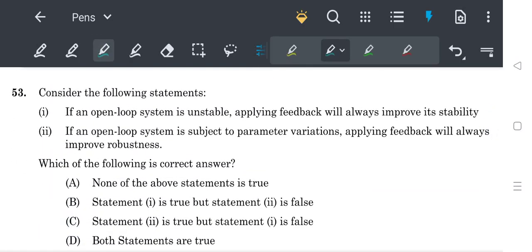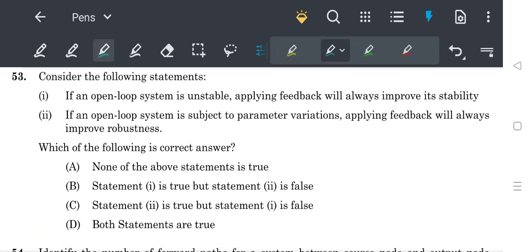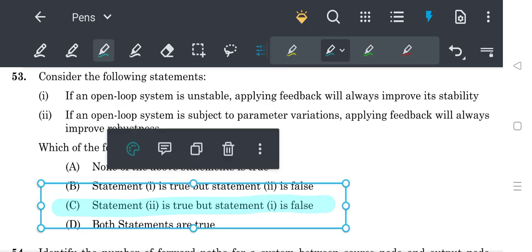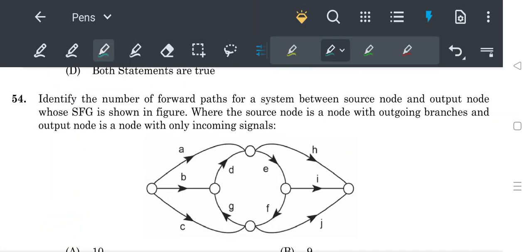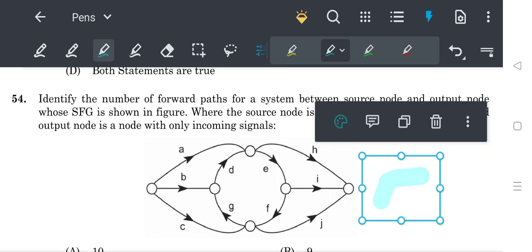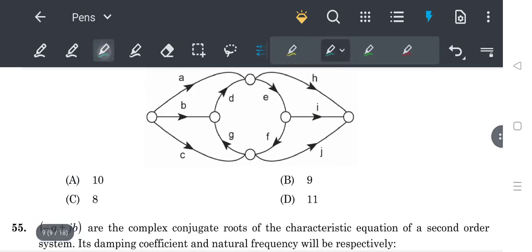Consider the following statements. The answer to 53 is option C. Statement 2 is true but statement 1 is false. Next, identify the number of forward paths for a system between the source node and the output node whose SFG is shown below, where the source node is a node with only outgoing branches and the output node is a node with only incoming signals.